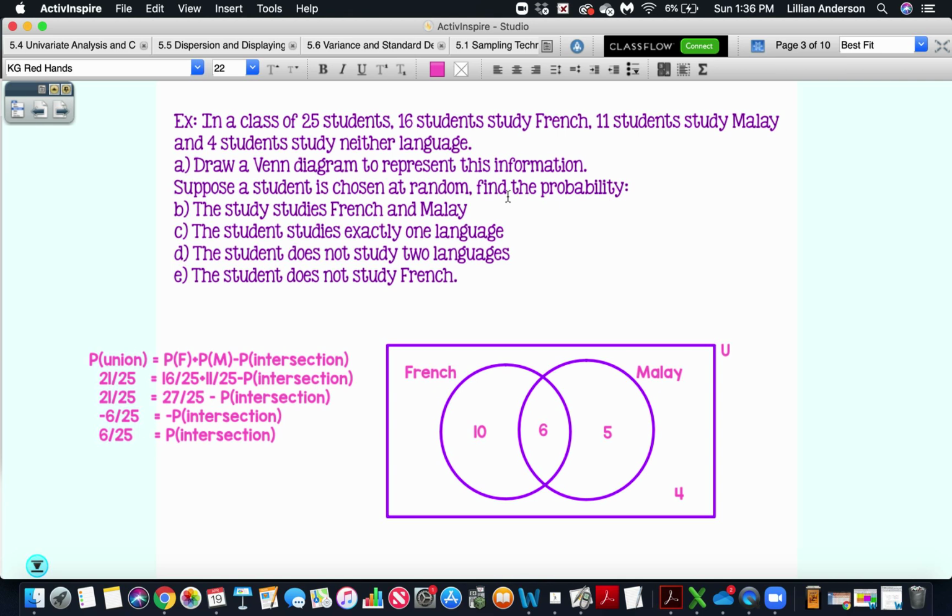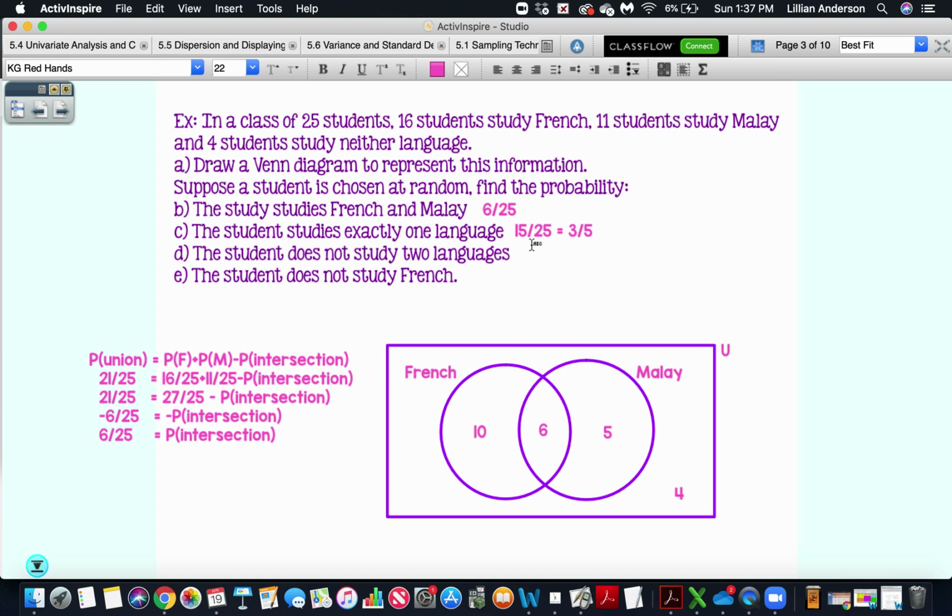So the probability that the student studies French and Malay, remember and is the intersection, would be 6/25. Studies exactly one language, so that means studying only French or only Malay. Well, as you can see, that's a total of 15 out of the 25 students who are in the class, and of course that can be reduced down to 3/5. Always make sure you reduce your fractions.